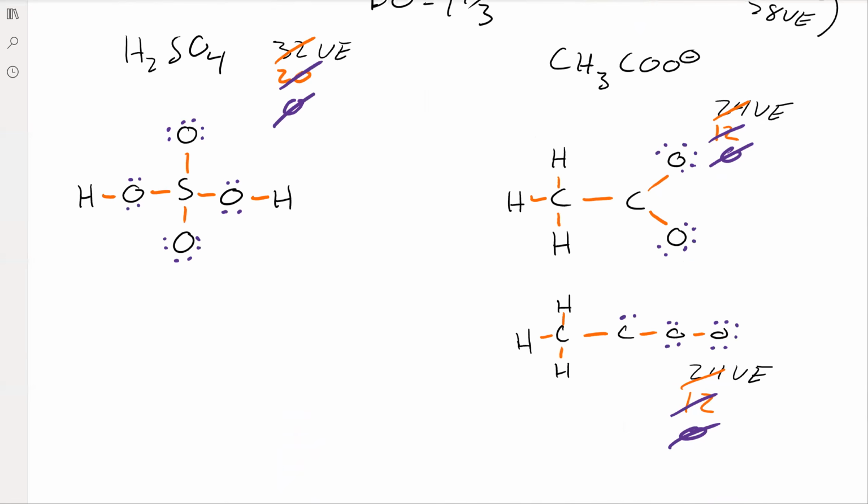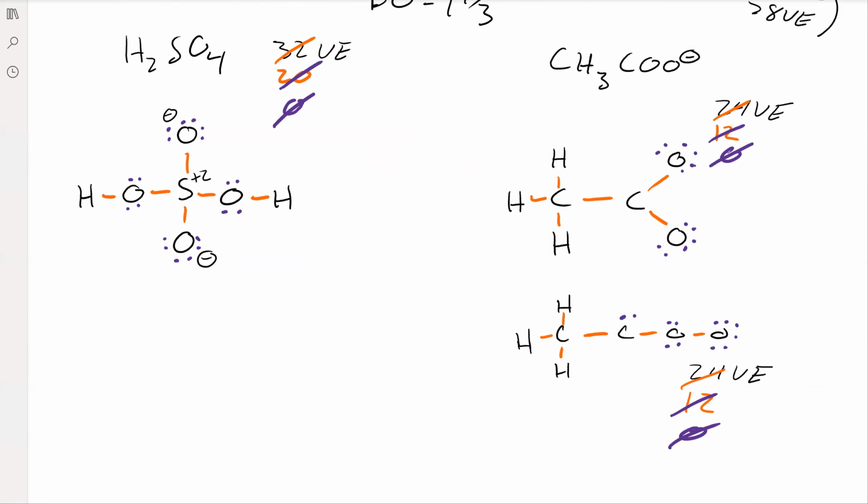All right, let's go to H2SO4. So again, go ahead, pause that video, and then calculate all the formal charges. Hopefully you did that. If you did, what you'll find is that this sulfur has a formal charge of +2, and the top and the bottom oxygen have a formal charge of -1.